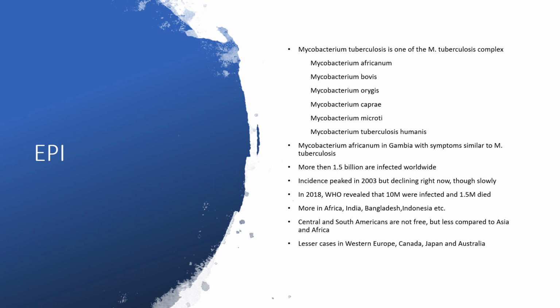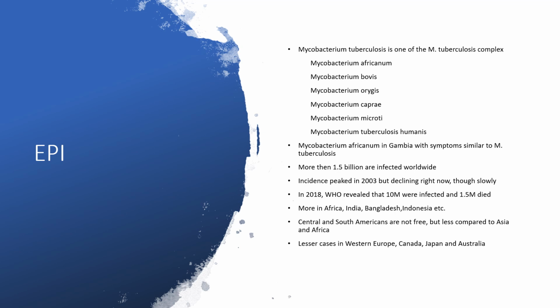Epidemiology. Mycobacterium tuberculosis is one of the Mycobacterium tuberculosis complex. Here I have examples: Mycobacterium africanum, bovis, orygis, caprae, Mycobacterium microti, Mycobacterium tuberculosis humanis. Mycobacterium africanum is found in West Africa, specifically in Gambia. It has symptoms similar to Mycobacterium tuberculosis.